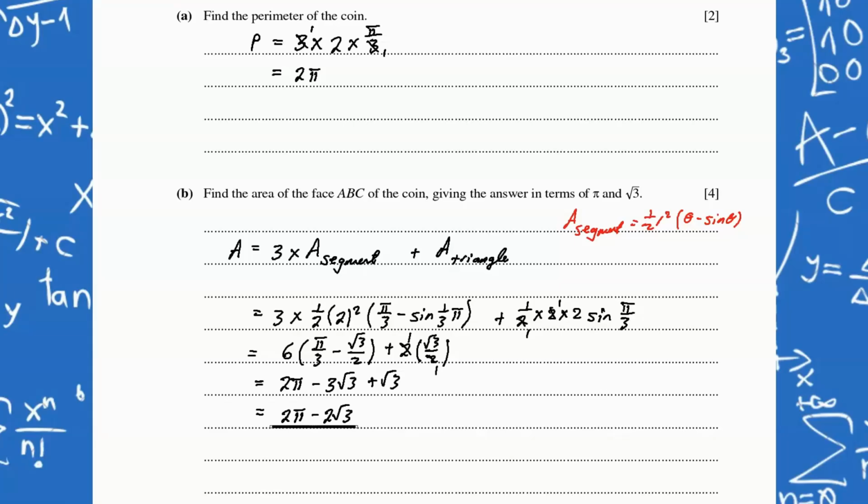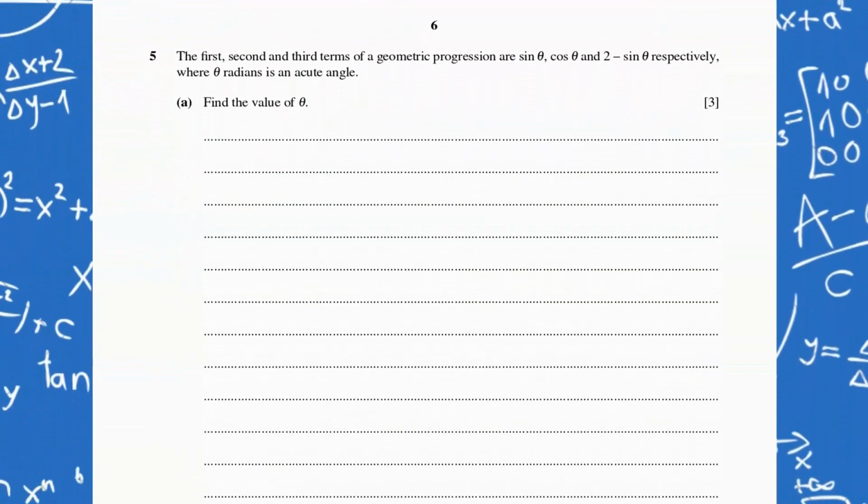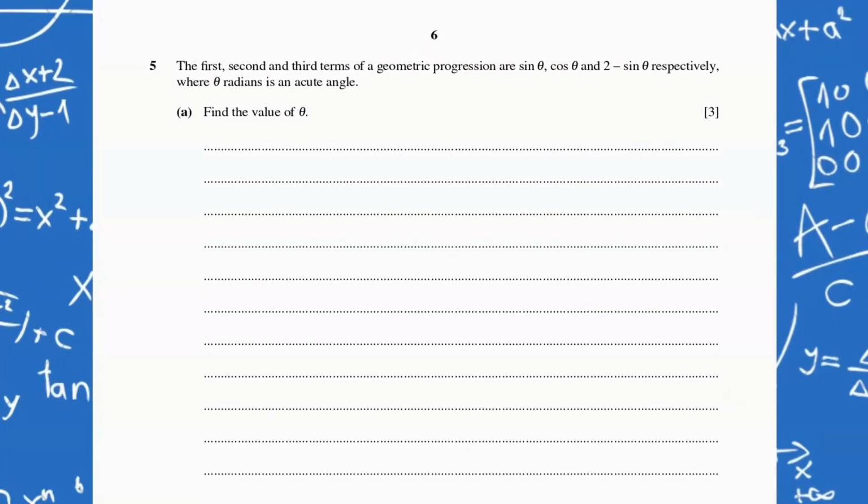This is how we do it. All right, let's move on to the next question. That is question number 5. It says the first, second, and third terms of a geometric progression are sine theta, cos theta, and 2 minus sine theta respectively, where theta radians is an acute angle. So in part A, find the value of theta.